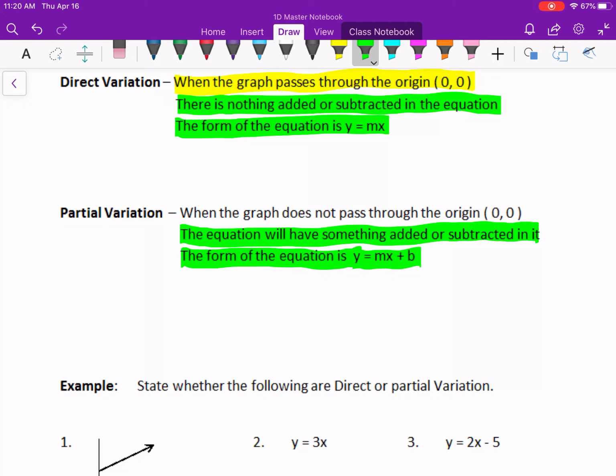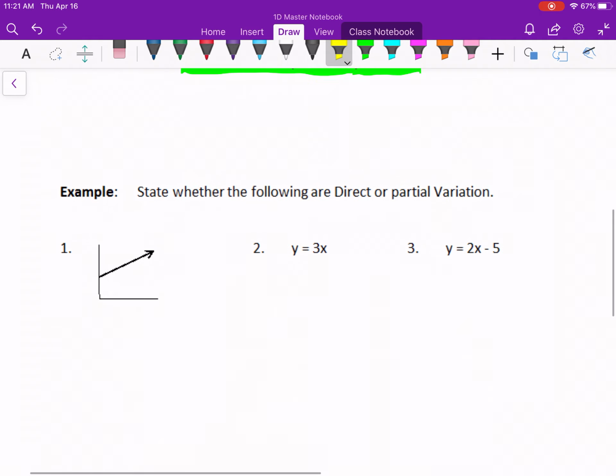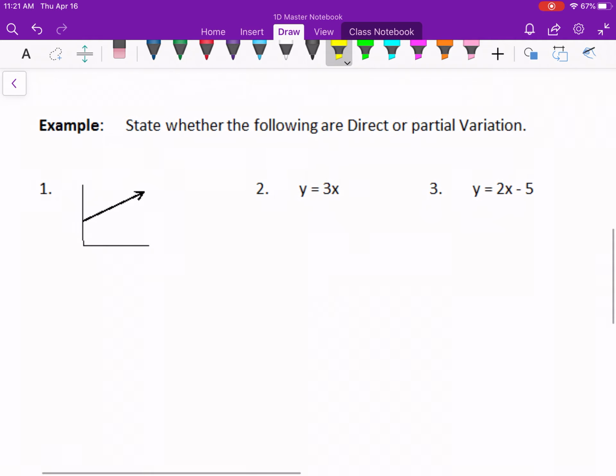So if we're talking about the equation, do we have a plus b or plus some number on the end? b won't literally be the letter b, it'll be some number. And as far as the graph goes, partial variation does not pass through the origin. So if it crosses, let's say, the y-axis anywhere other than at 0, 0, then it's partial variation. So this should be really simple for us to recognize, I'm hoping.